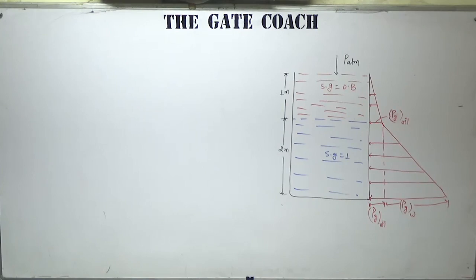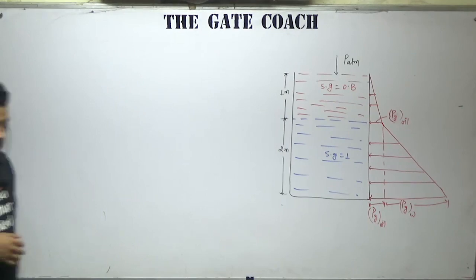Next paragraph. Manometers are used for pressure measurement by balancing the column of liquids against the pressure. Manometers may be vertical, inclined, open, and differential.